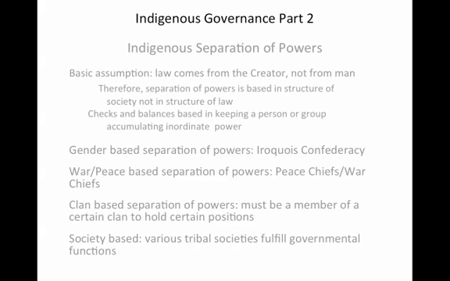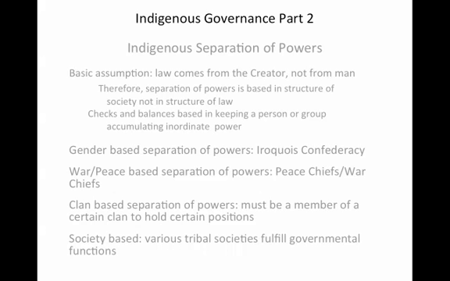And therefore, what we find, very much like participation in government, is that the separation of powers is built into the structure of society. It's not based in the structure of laws, but it's based in the structure of society. And then the other part of it is that checks and balances are in place within the societal structure to keep a person or a group of people from accumulating an inordinate amount of power. Now, that's the basic assumption, and quite honestly, the checks and balances assumption for Aristotle is the same, to keep a particular person or a group of persons from accumulating inordinate amounts of power. So what we see in indigenous communities in terms of separation of powers is on at least 4 different levels.